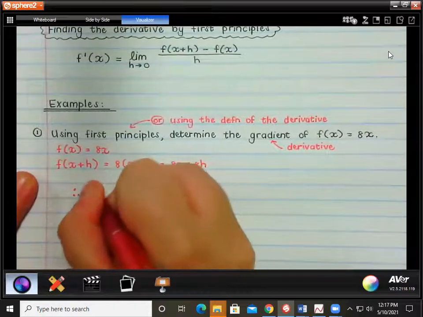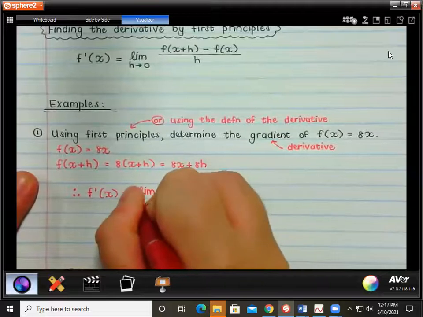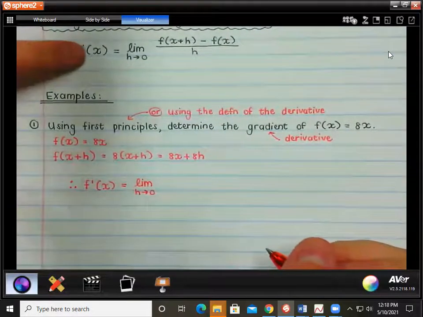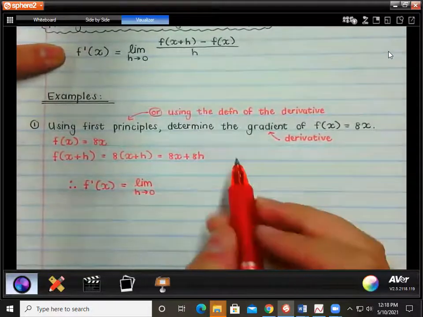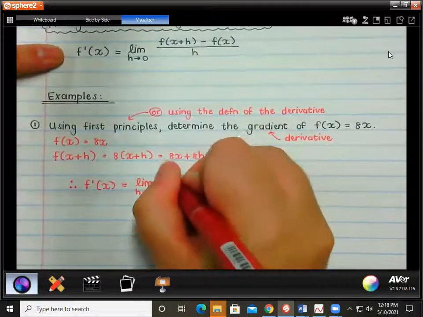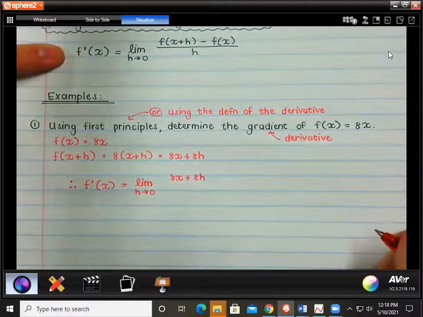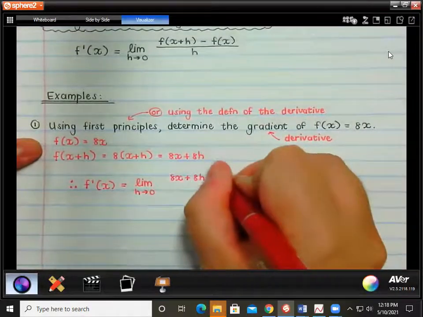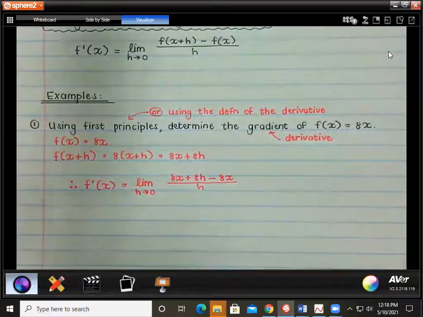Okay, so then we're going to say f dash x is equal to limit as h tends to 0. Is it fine if I don't rewrite this thing again? It is right there at the top. All right, so now we're going to say f of x plus h, which we've just simplified there, is 8x plus 8h minus f of x, so minus the original function. So minus 8x, and that is all over h.